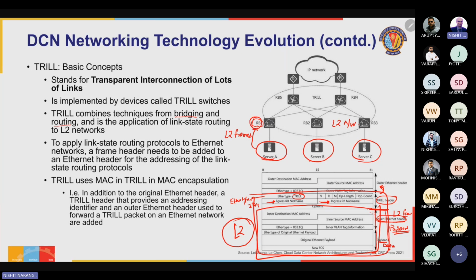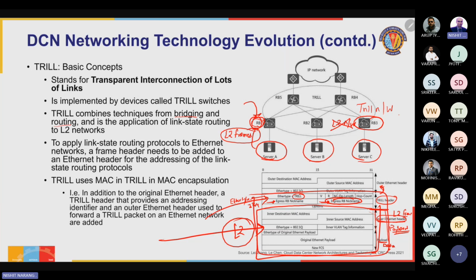But the RB knows that it is no longer an L2 network. What is it? It's a Trill network. So what does the RB do? It takes this L2 frame coming from the server, which is this lower frame, and encapsulates it in the Trill header, which is like an IP header. In that it says, I am the source RB. That's where this ingress RB nickname comes in. This is the destination RB. So what have I done? Using routing, I've determined the destination path. And now, putting in the destination RB, I forward this packet.